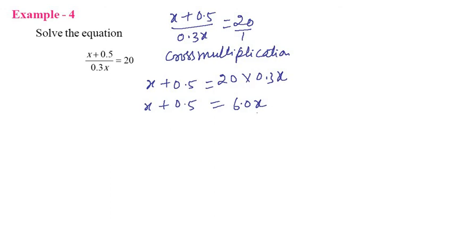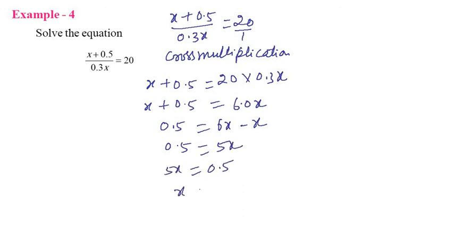Now x is transferred to this side. So you have to write 0.5 is equal to 6x minus 1x. So 0.5 is equal to 5x. So you can write 5x equal to 0.5. So x equals 0.5 divided by 5. So when we divide, we get 0.1. So the value of x equals 0.1, and that is your answer.